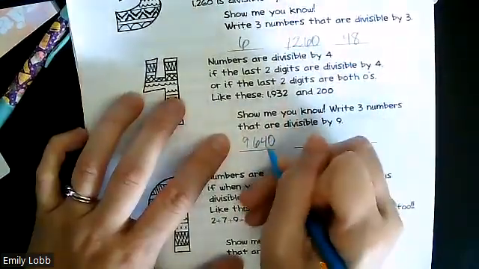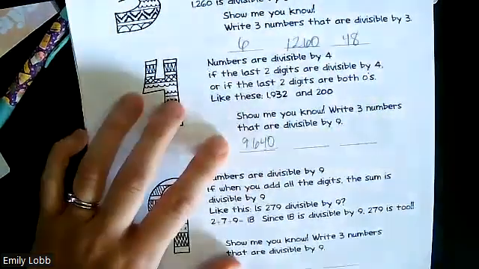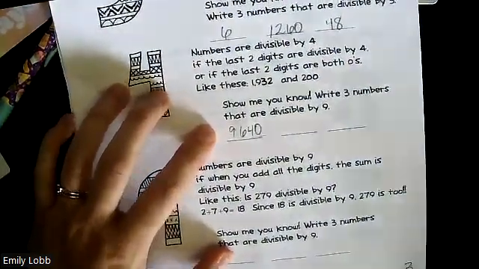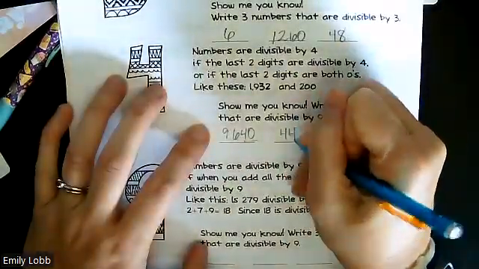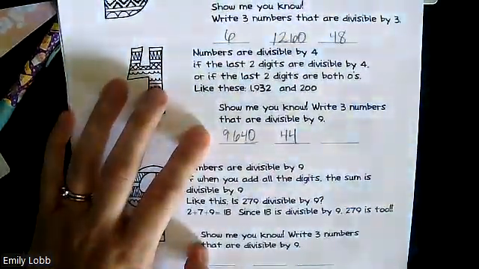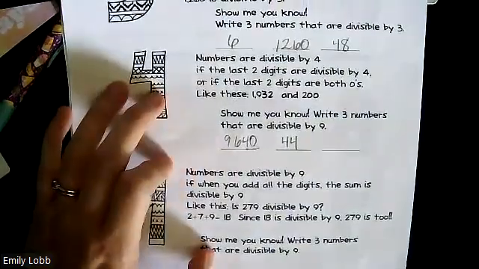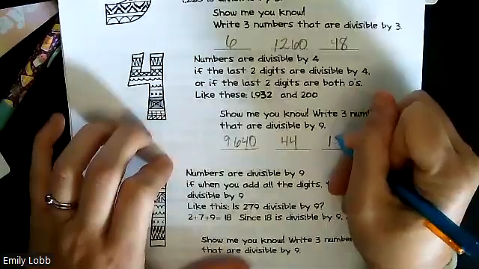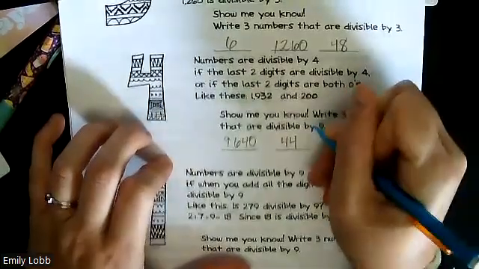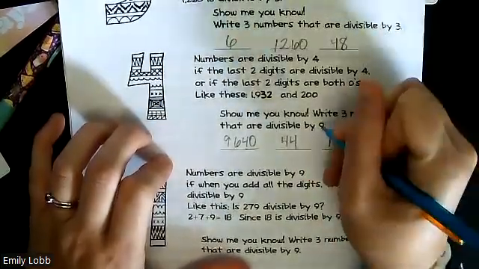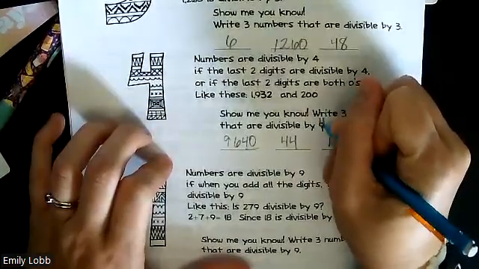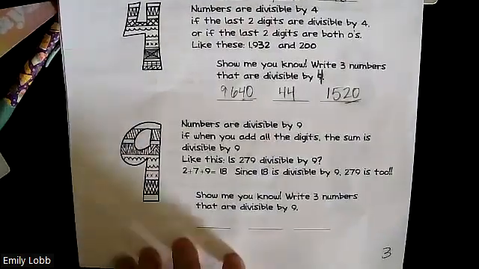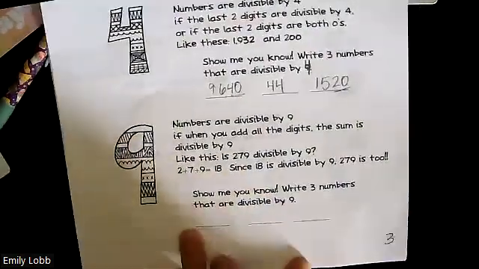Very good. Notice the 40 is what is divisible by 4. What else, Landon? 44. The 4 and the 4 are divisible by 4. What else, Corbin? 1,520,000. Very good. So this should be 4. All right. It's like they copied and pasted from the next one.